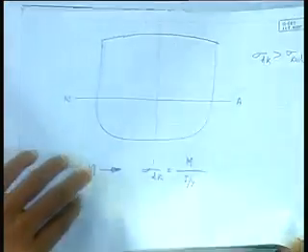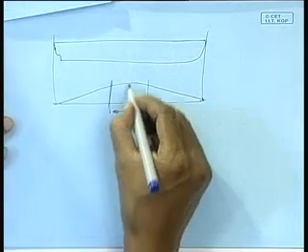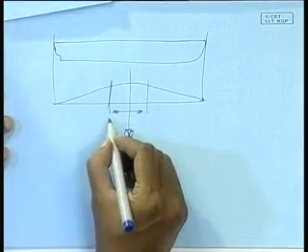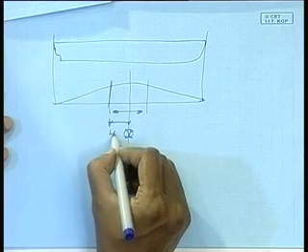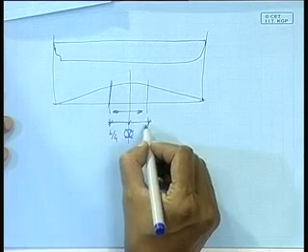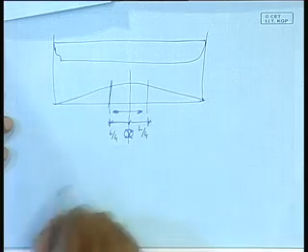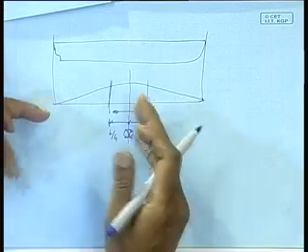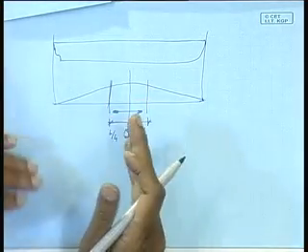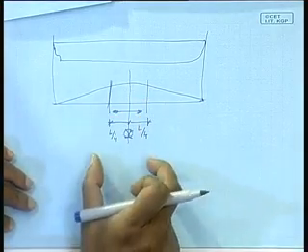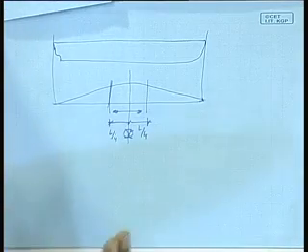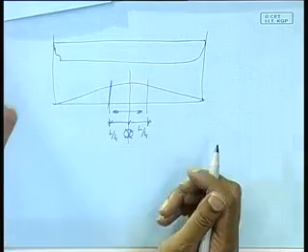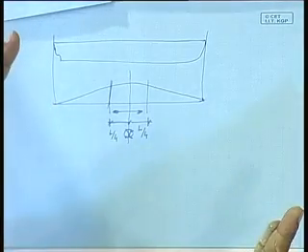I am talking about the midship region: this is my midship position, this is L by 4 and this is L by 4. This region is referred to as the midship region. L is the length overall: 1/4 length aft of midship, 1/4 length forward of midship. That half length of the ship is referred to as the midship region, because not necessarily exactly at the midpoint of the vessel will you have the maximum stress; you will have it within that zone.